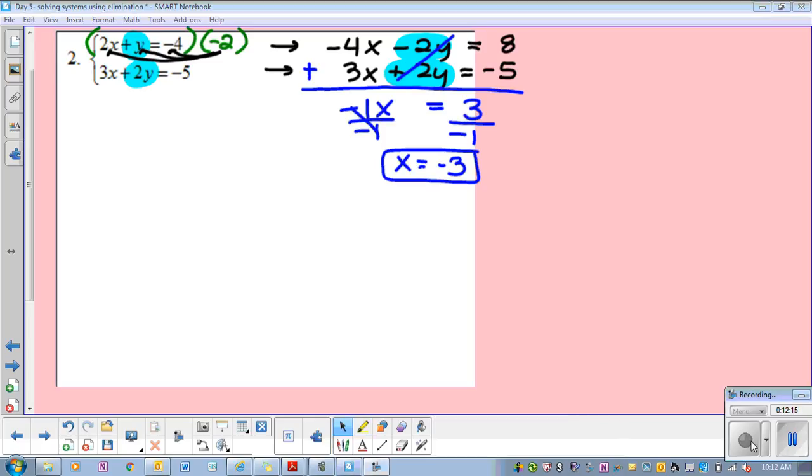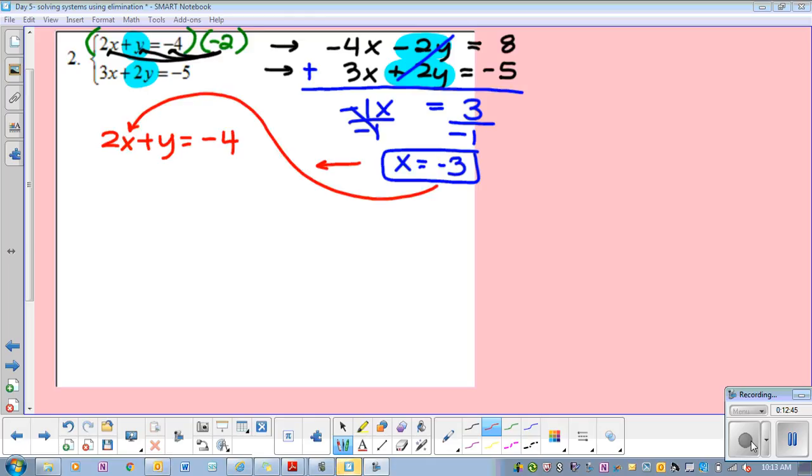Alright, so I found x. Now I need to find y. And that means I need to take my x equals negative 3 and plug it into one of the original equations. Which one do you want to plug it into? The first one or the second one? First one? Okay. So let's plug that into 2x plus y equals negative 4. But this x equals negative 3, that's going to go in here, right? 2 times negative 3 plus y equals negative 4.